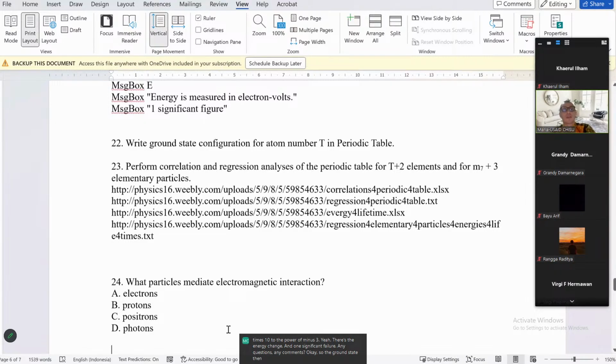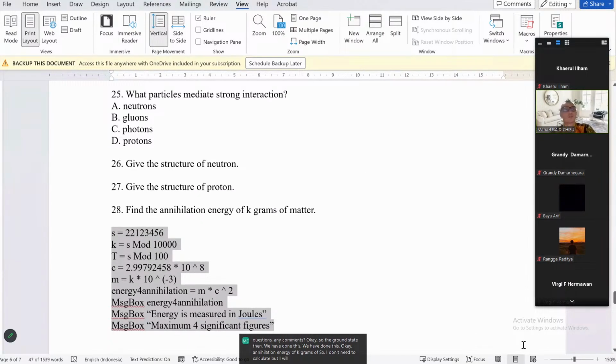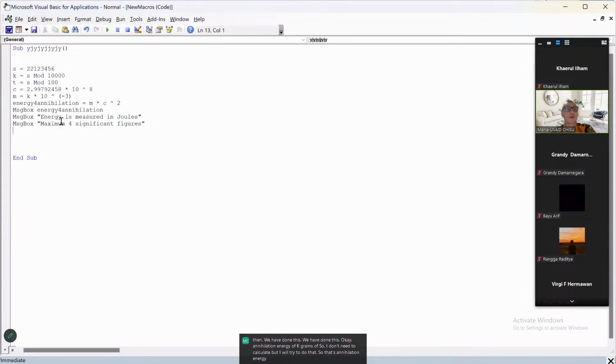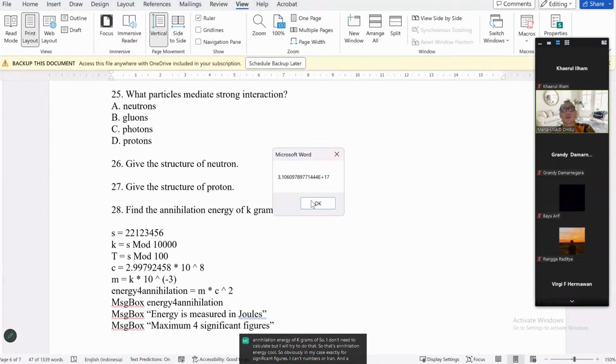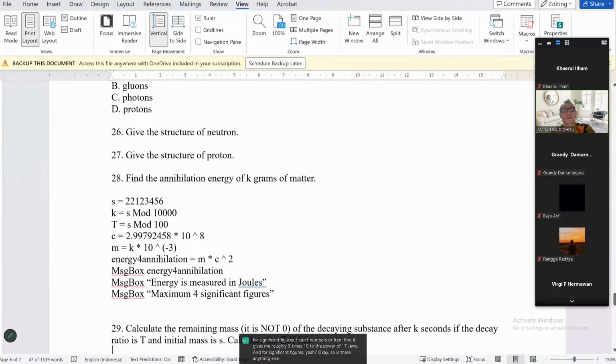Okay, annihilation energy of k grams of matter. I don't need to calculate, but I will try to do that. So that's the annihilation energy code. Obviously in my case, exactly 4 significant figures, my k number. So I run and it gives me roughly 3 times 10 to the power of 17 joules and 4 significant figures, yeah? Okay, so is there anything else?